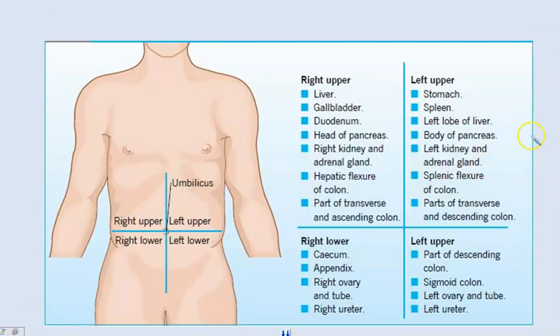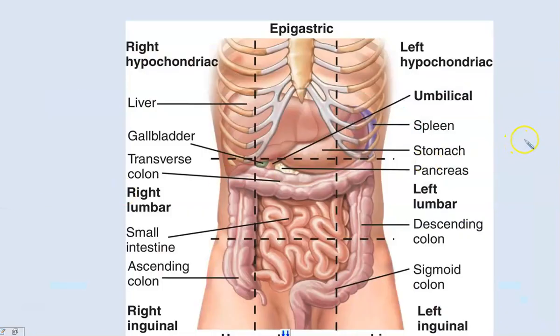Here's another one, just in case you feel like you have a pain somewhere. It might give you an idea. If you're having a pain up here, it's probably not your kidneys, etc. And so you can stop and look at that if you'd like. And then this one shows the regions as well. So you can see those regions going on. All right, that is all with your quadrants and your regions. Pretty easy.